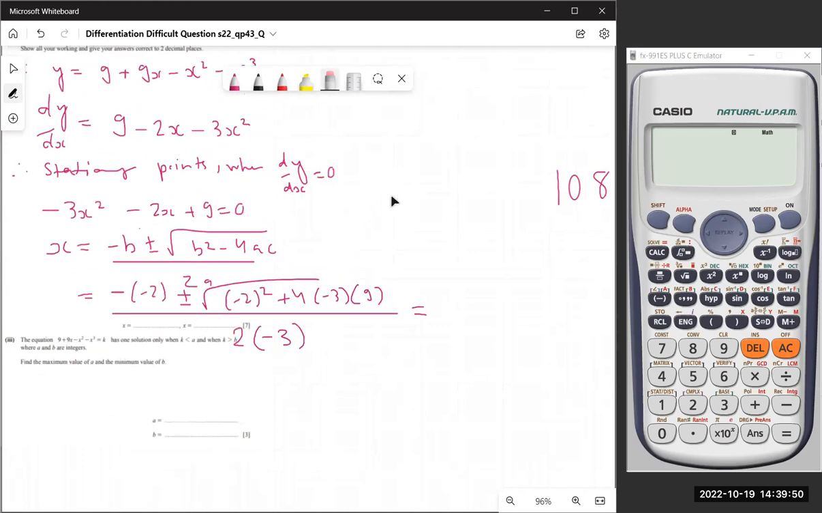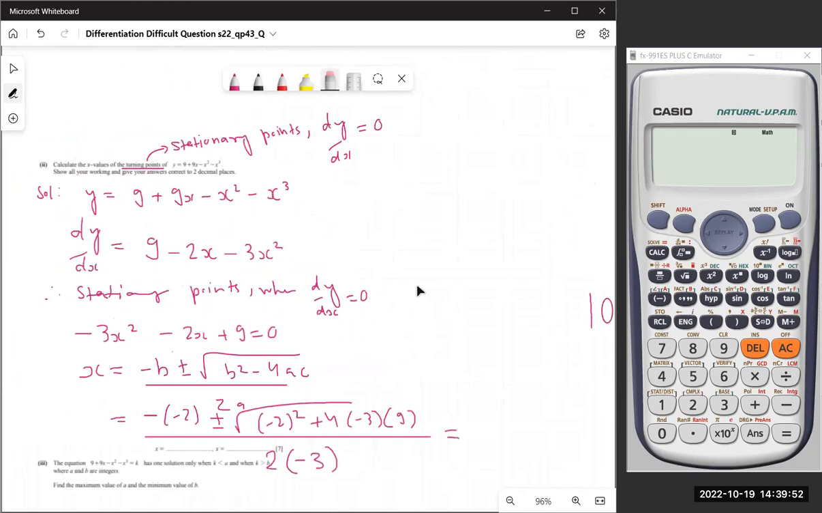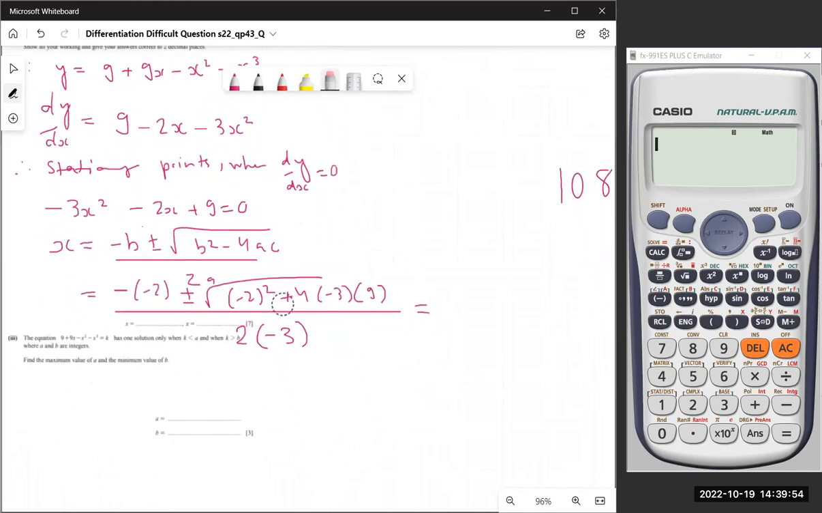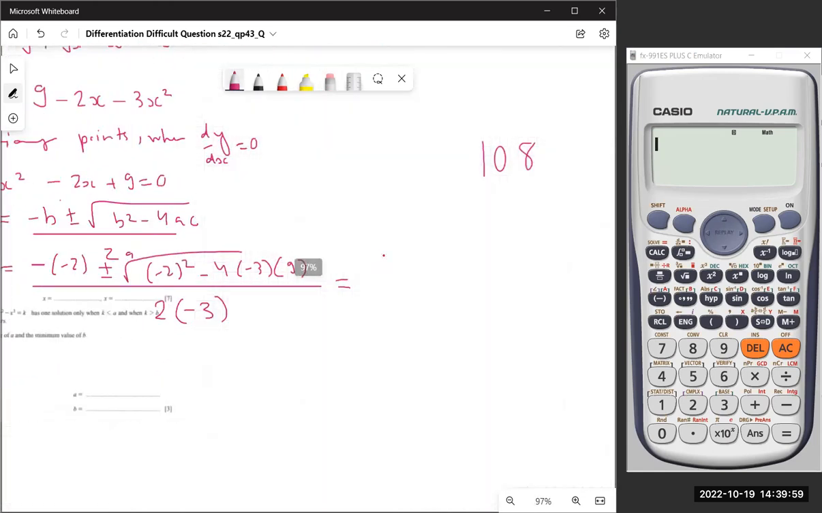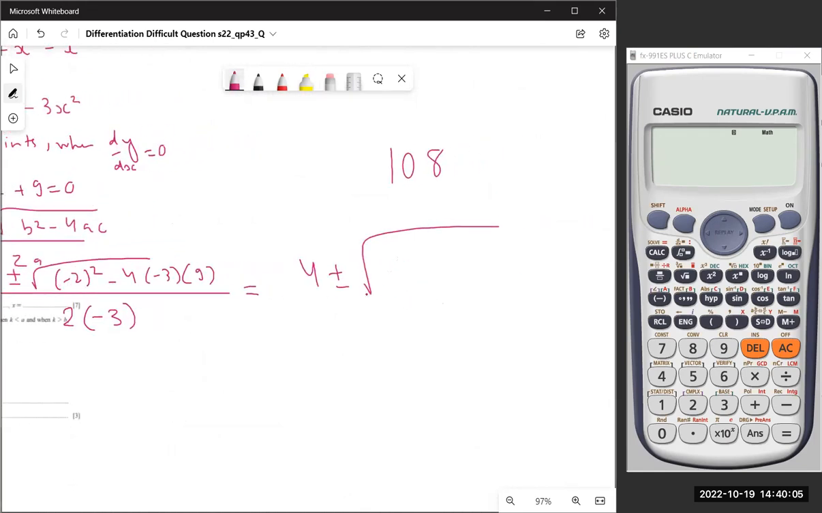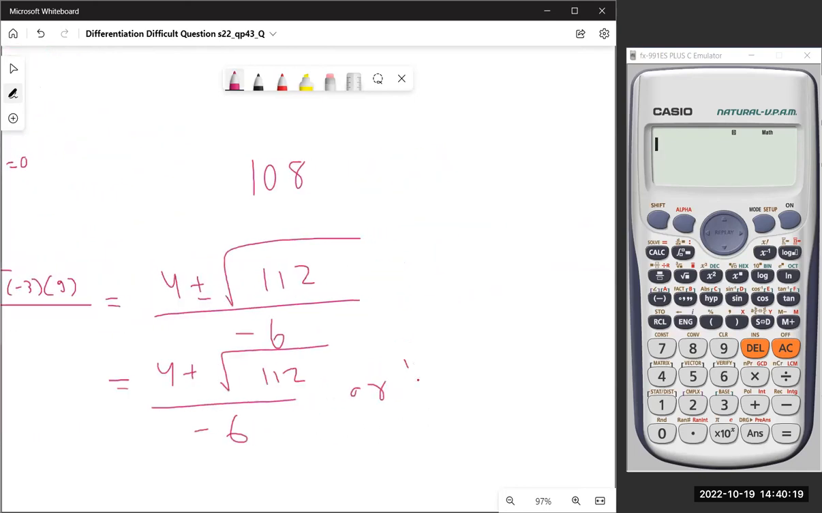Give me 1 second. The equation they have here is minus 1. All right, it's not plus 4. It should be minus 4, obviously. Right. Fine. So we had 4 plus minus 108, which is 112, divided by minus 6. So two answers are 4 plus 112 by minus 6 or 4 minus 112 by minus 6.